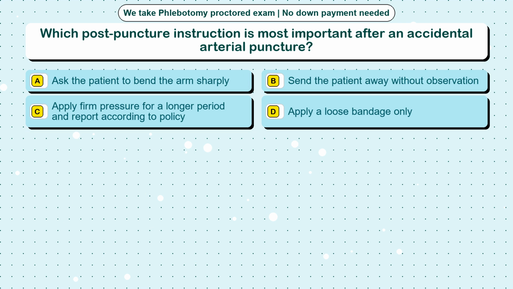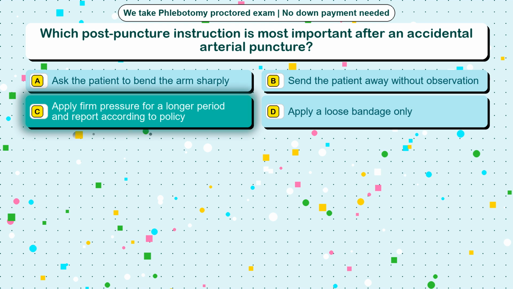Question 68. Which post-puncture instruction is most important after an accidental arterial puncture? Option A, ask the patient to bend the arm sharply. Option B, send the patient away without observation. Option C, apply firm pressure for a longer period and report according to policy. Option D, apply a loose bandage only.